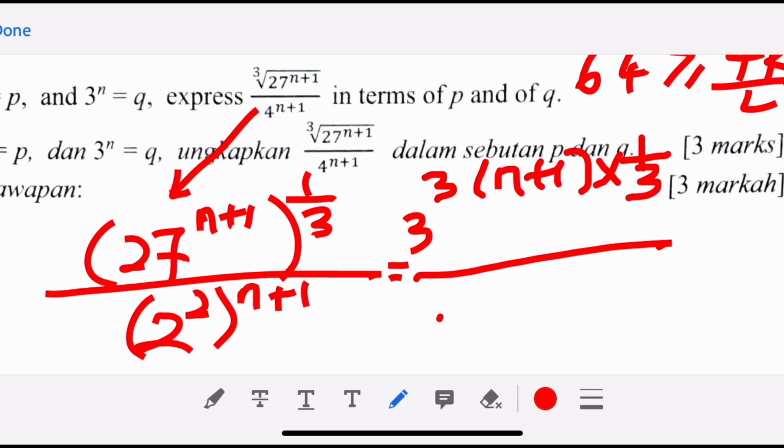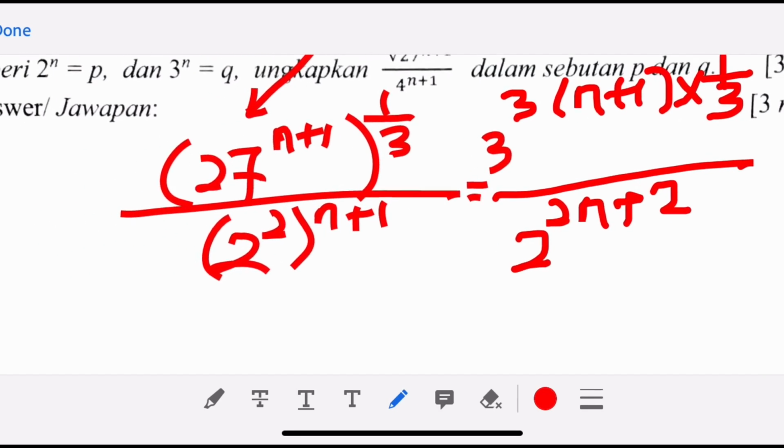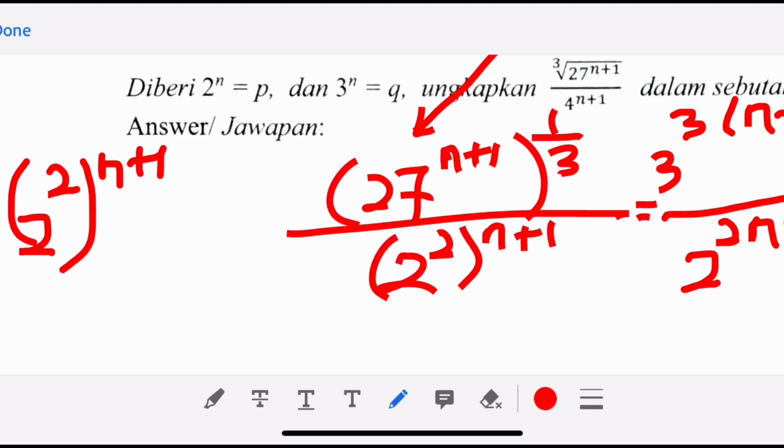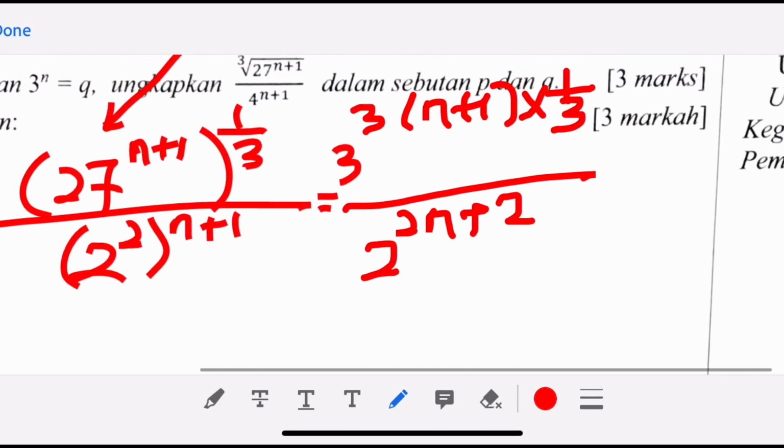Okay, then divide by 2 power 2n plus 2 because the 4 is 2 power 2. So remember it's 2n plus 2, not 2n plus 1. Okay, this is the part many students will get wrong. It's 2 times n plus 1, alright, which is 2 to the power of 2n plus 2.